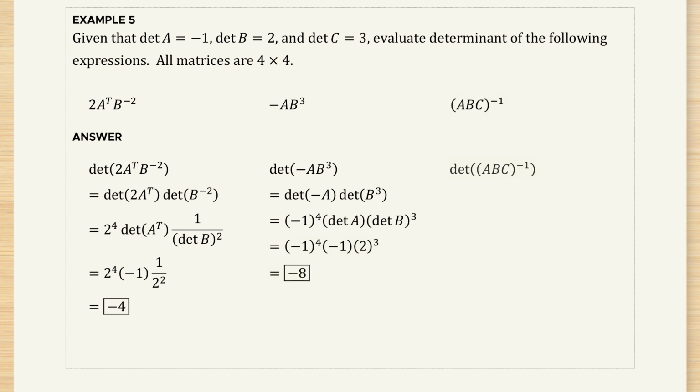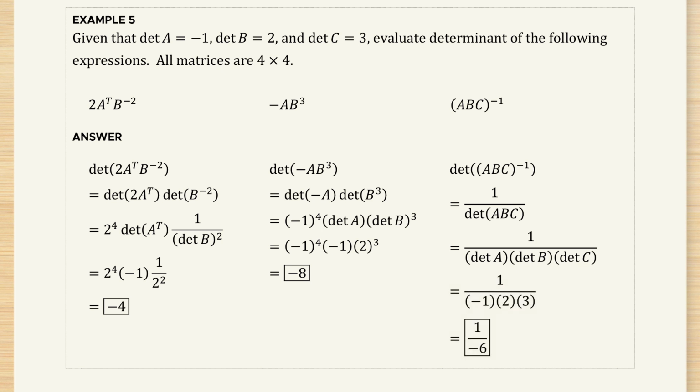The determinant of A times B times C, the whole thing inverse. Inverting a matrix reciprocates the determinant, so it becomes 1 over det of ABC. The determinant of A times B times C together is equal to the product of these determinants, det A times det B times det C. Putting in the numbers, we have 1 over -6.